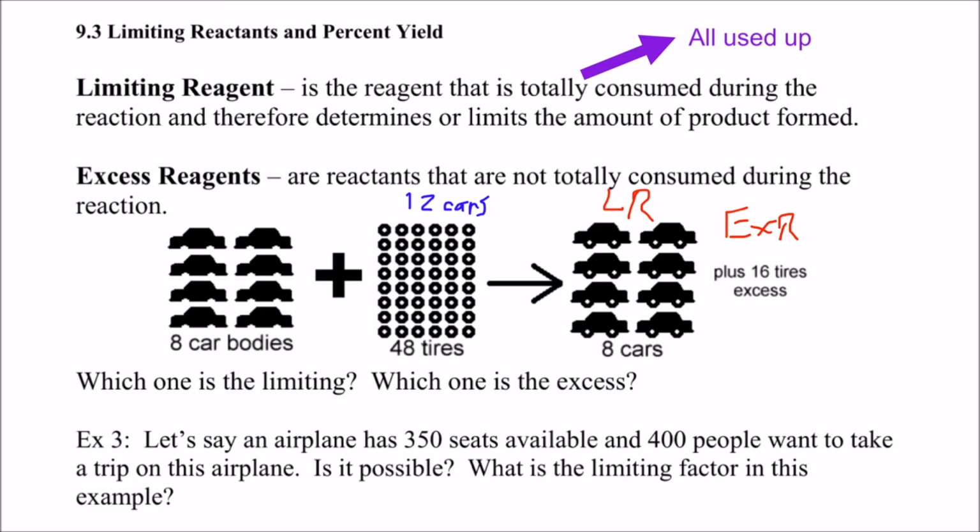Okay, let's look at another example. Let's say that we have an airplane that has 350 seats available and there are 400 people that want to take a trip on the airplane. Is that possible? What is the limiting factor in this example? Hopefully you recognize no, that's not possible, and the limiting factor is the number of seats on the plane. The excess is the number of people.